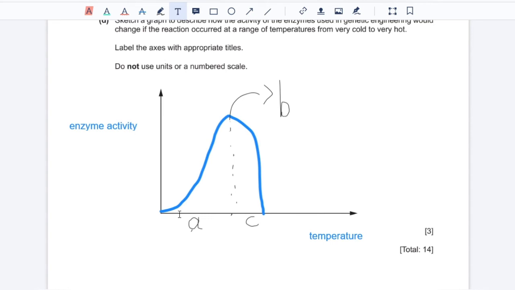So the region A starts from the origin and up until this peak point. During this point, as the temperature increases, the enzyme activity will increase, as the molecules will gain kinetic energy, so the rate of collisions between enzyme and substrates will increase. At point B, you've got the optimum temperature where the enzyme activity is the highest, and beyond this point in region C, as the temperature increases, the enzyme will denature, the shape of the active site will change, and so the activity of the enzyme will decline.